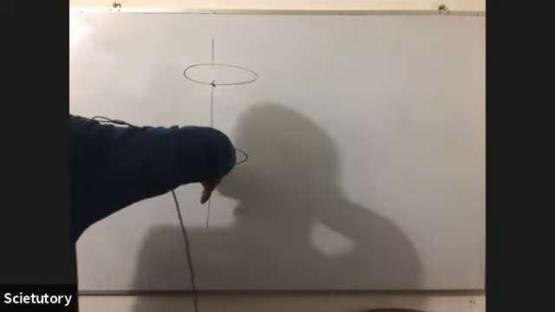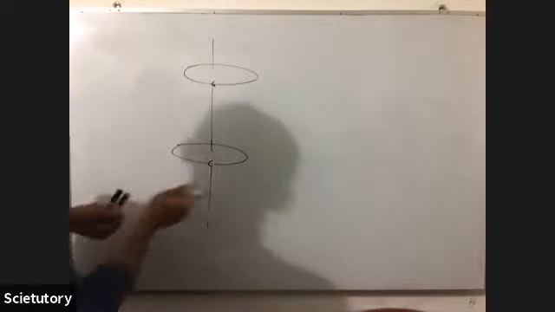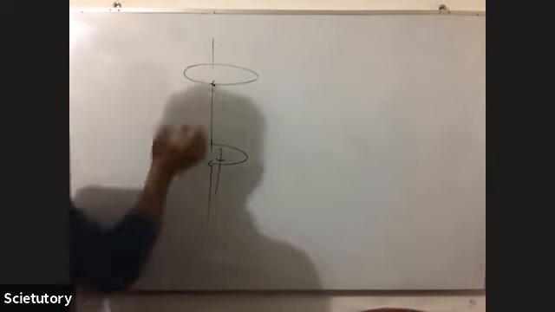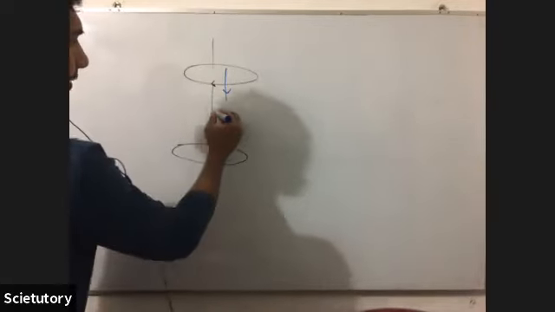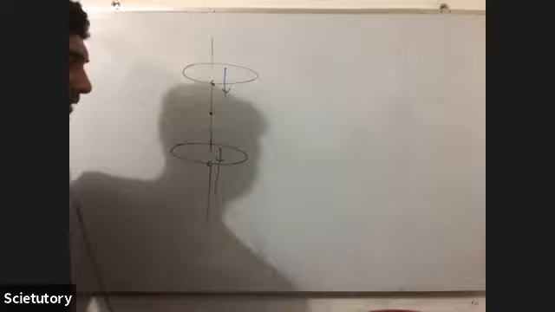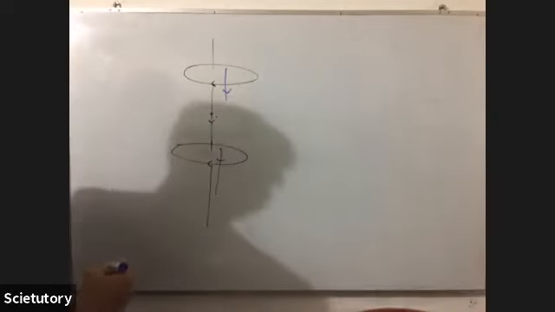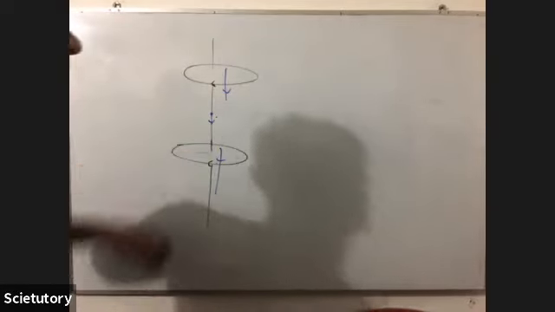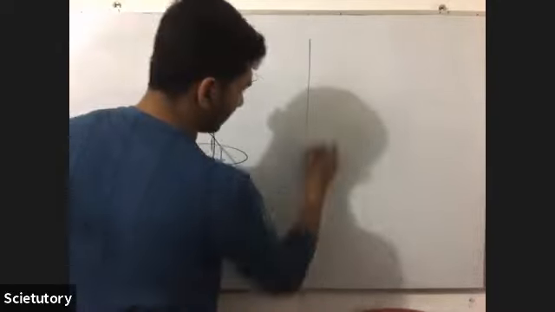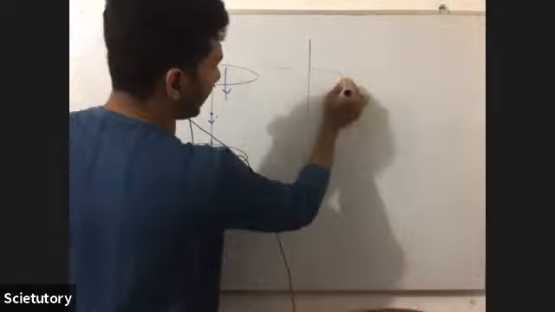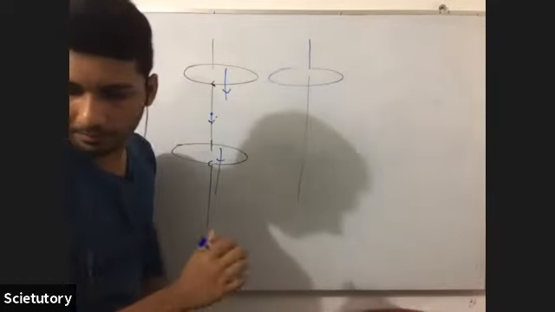So now the direction is like this due to this loop, and direction is like this due to this loop. So both of them will create magnetic flux density in the same direction here. So you should add these two magnetic field densities by these two loops. And here, can you find?